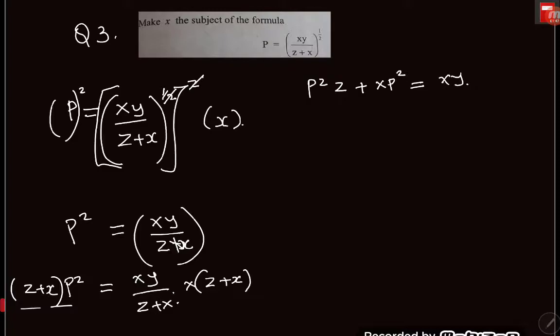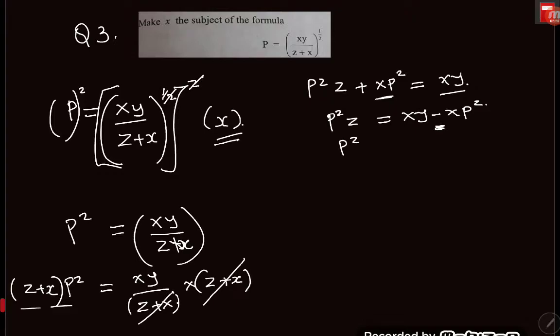When we multiply here by z plus x, this bracket will cancel with the z plus x. So the question is, we are to make x the subject. So collect all the like terms that contain x. Any x value that you see, you now collect them together. That will be P squared z is equal to x y minus x P squared. We've crossed x P squared to the right-hand side of the equation, so it therefore becomes a minus.